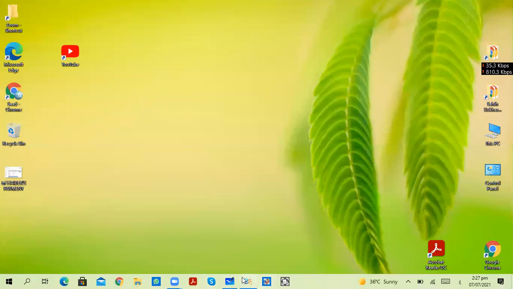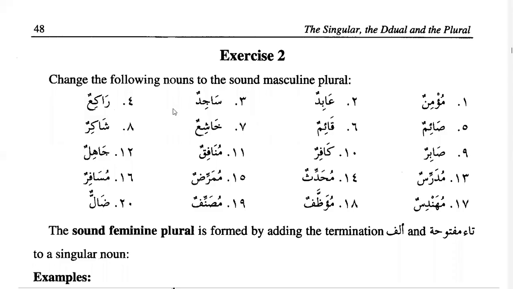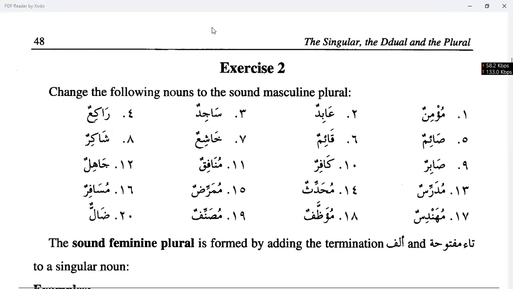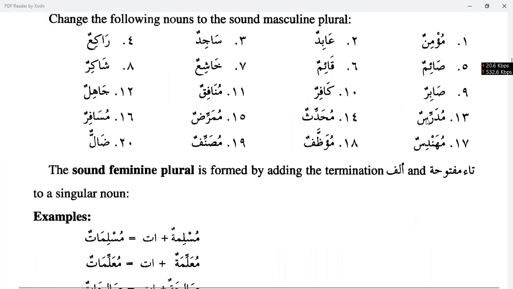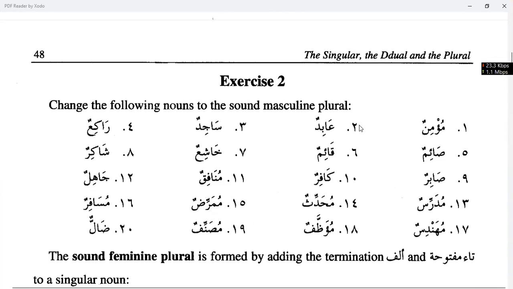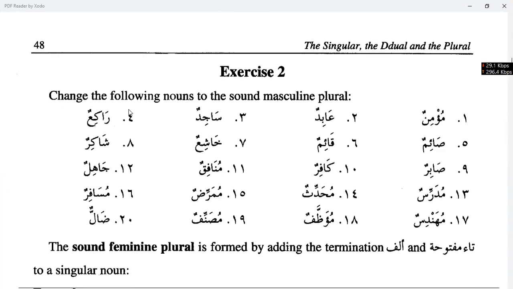Okay, so next we have exercise number 2. Change the following nouns to the sound masculine plural. So he's asking us to change them to sound masculine plural, but he did not tell us whether we need to make them marfu, mansub or majrur. So we will convert them to both. Next student is Simin. Mu'minun is singular, its jama is mu'minuna, which is marfu. Then its mansub and majrur form is mu'minina.